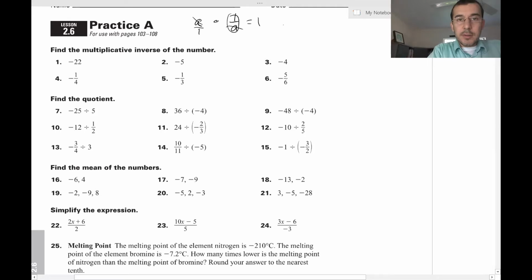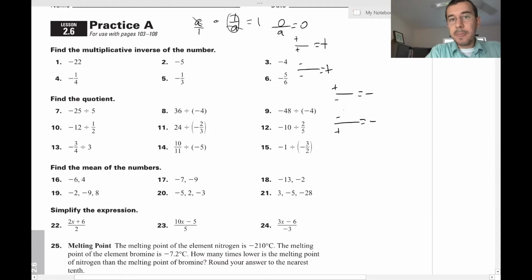When you divide 0 by any non-zero number, you get 0. When you divide two numbers with the same signs, you get a positive quotient. When you're dividing two numbers with opposite signs, such as plus and minus or minus and plus, you end up with a negative quotient. So let's start.